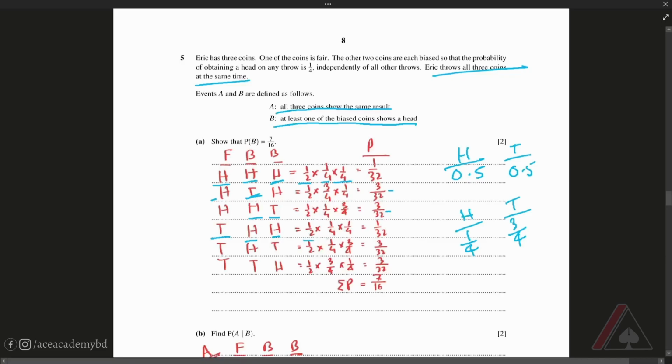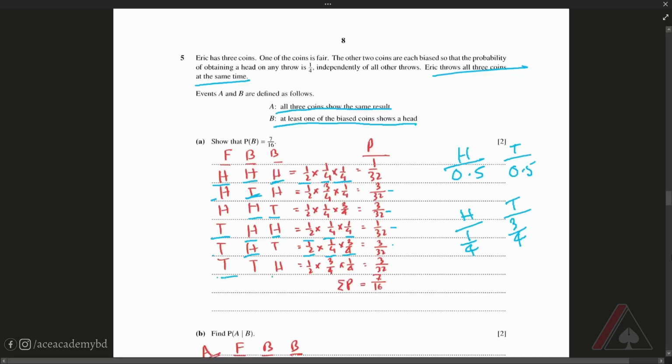So we multiply the probabilities here and we get 1 by 32. Now, another possibility could be that one of the biased coins was a head and the rest were all tails. So the probability of the fair coin being a tail is half. The probability of the biased coin being a tail is 3 by 4, and of it being a head is 1 by 4. Multiply and we get 3 by 32.